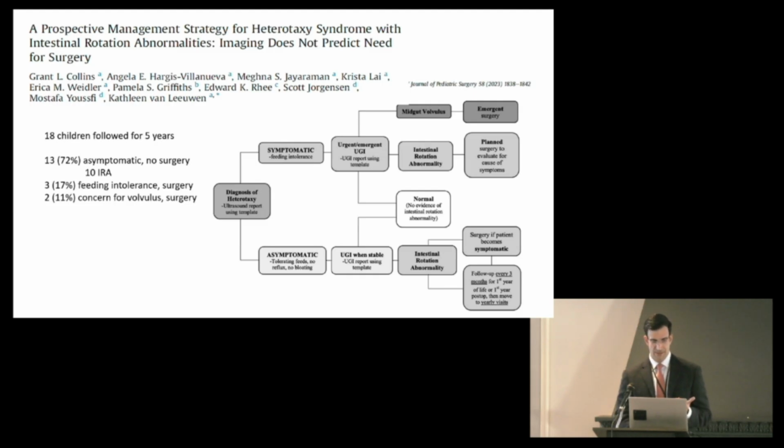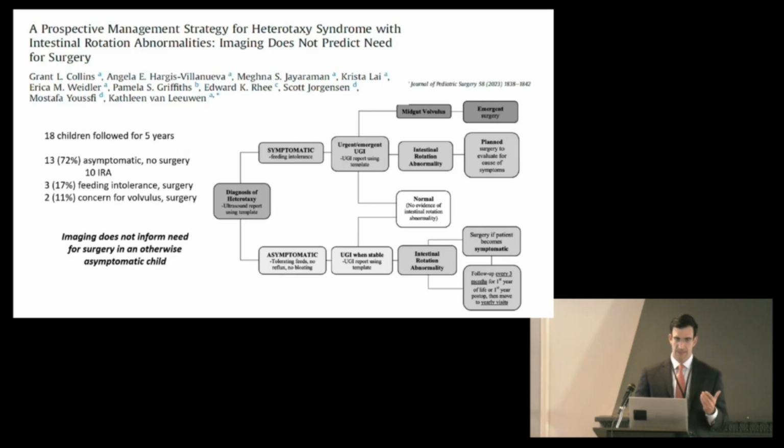And they really saw that the majority of these asymptomatics, even if they had a high proportion of intestinal rotational anomalies, really didn't need surgery. A few of them had feeding intolerance and underwent surgery for a G-tube or something else with a concomitant LATS procedure, but only a few underwent surgery for volvulus. Actually, only one of them actually had volvulus. So a small proportion. They really emphasized this point that the screening or the imaging really didn't inform the decision to do surgery in an otherwise asymptomatic child.